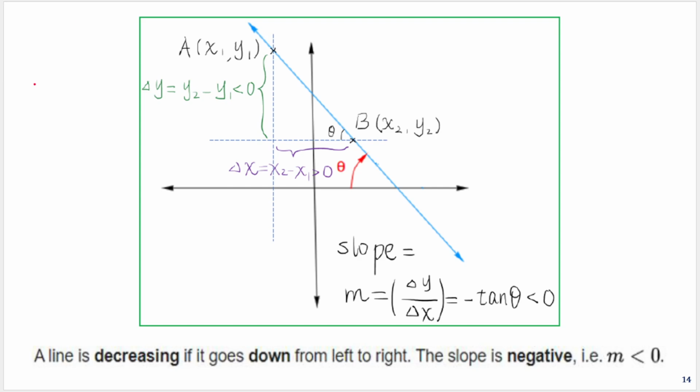Okay, and in summary, a line is decreasing if it goes down from left to right. In that case, the slope is negative, which means m is less than 0. m equals delta y over delta x, which equals negative tangent theta, where theta is this angle here.